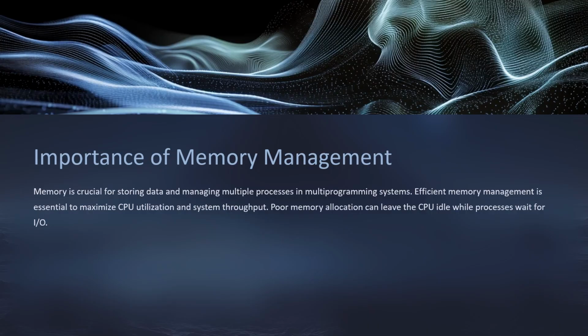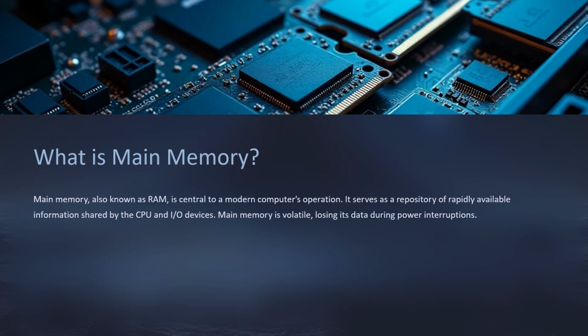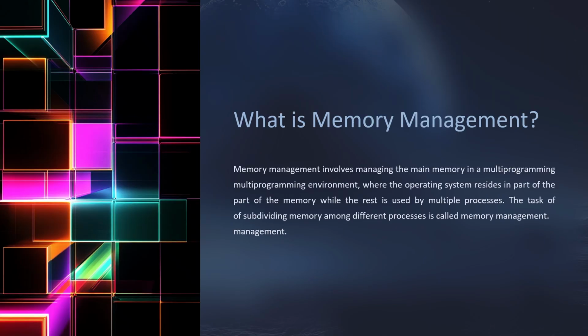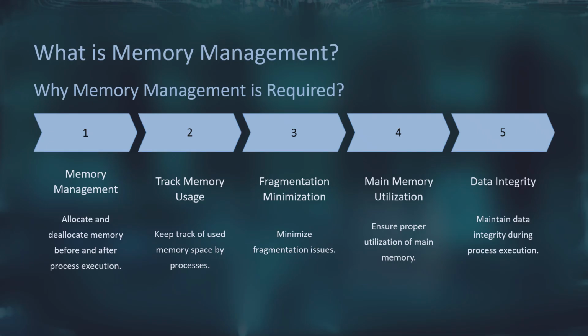Next is memory management. Memory is crucial for storing data and managing multiple processes in a multi-programming system. Efficient memory management is essential to maximize CPU utilization and system throughput. The main memory is nothing but RAM, random access memory. Memory management involves managing the main memory in a multi-programming environment, where the operating system resides in a part of the memory while the rest is used by the multiple processes.